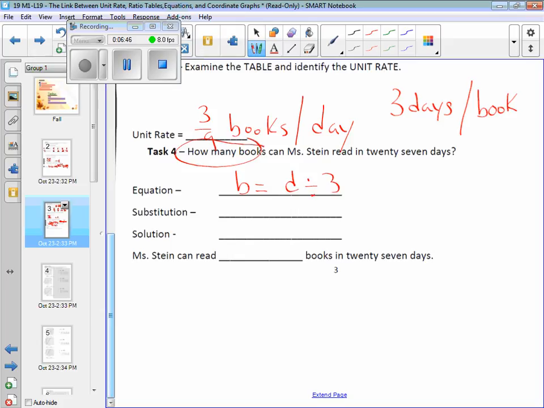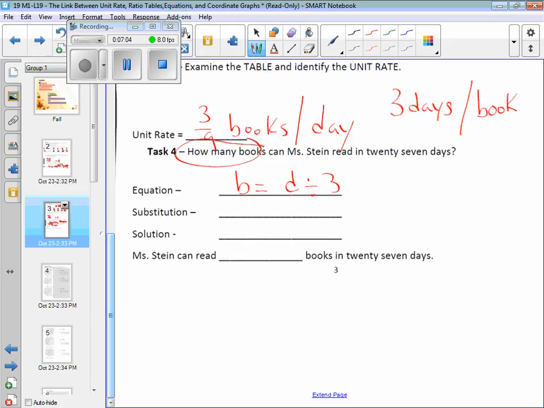Here comes a sticking point for a lot of my kids, like at least last period. What do I do next? John. Substitute what in for what? Right, for days, because that's what I'm trying to find.